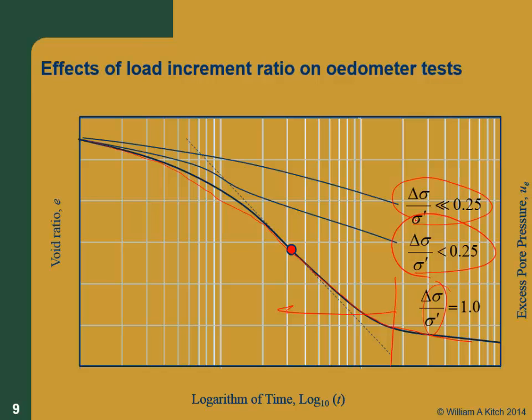A lot of people will observe that load increment ratio affects the E log P curve, but without a discussion about why that happens or particular understanding of why it happens. So notice this is the end of primary from the pore pressure measurements, right? If you just took these values as the end of primary, the ones for the smaller load increment ratios are just going to have a whole lot more secondary consolidation in them. So you're going to get different answers.